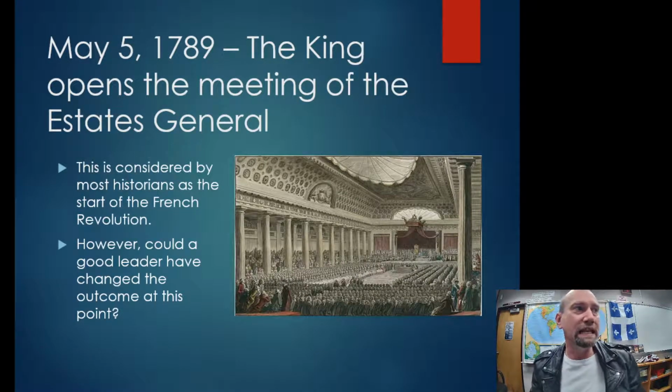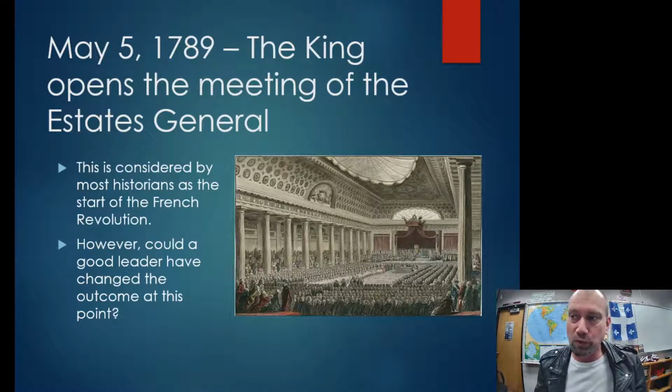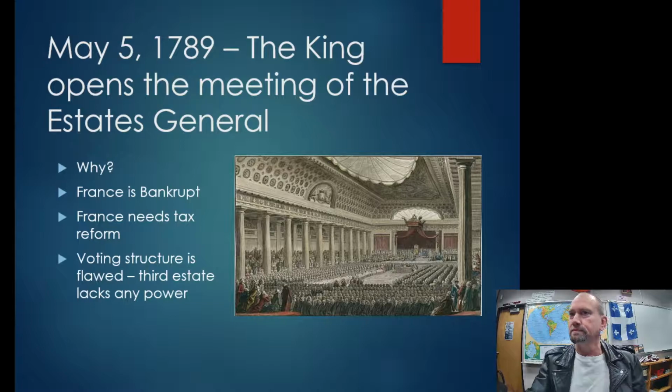The king opens the meeting of the Estates General. I guess that's why they chose that date. When I say they, I mean historians like this date. This is considered the start of the revolution by most historians. However, it could be debated, and a leader perhaps could have changed the outcome at this point. Still, perhaps, maybe. A good leader, a great leader.